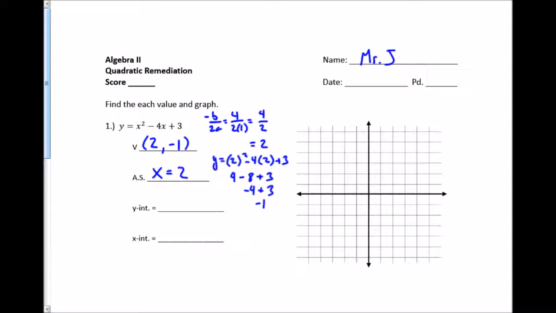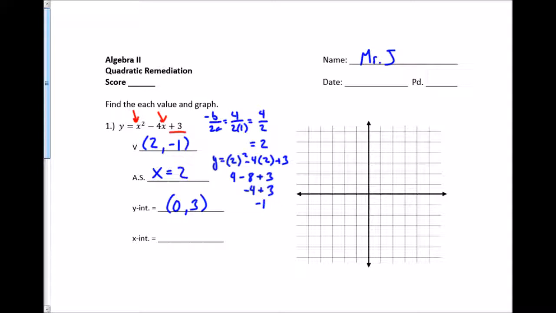The y-intercept, when it's in standard form, is always the c value. It's always the constant term. But another way we can look at that is the y-intercept is always when x equals 0. If I plug zeros in here for x, it's going to leave me with that last term, the 3. So again, that was (0, 3) for my y-intercept. I plug a 0 in for x, I get a 3 out for y.